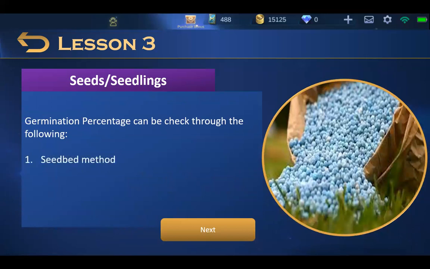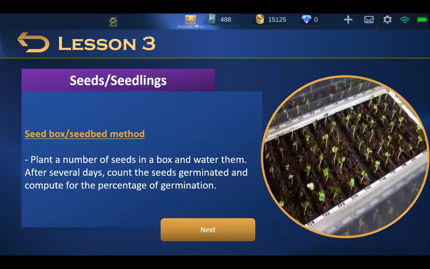The germination percentage can be checked through the following. Number 1, the seedbed method. Number 2, the dish method. Number 3, the ragdoll method. Let's talk about the seed box or seedbed method. In this method, plant a number of seeds in a box and water them. After several days, count the seeds germinated and compute the percentage of germination.